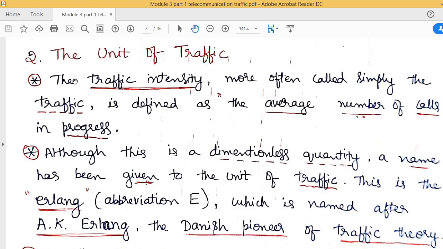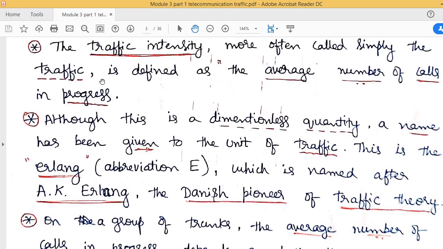So now let us define what is the unit of traffic. The traffic intensity is more often called simply the traffic, and it is defined as the average number of calls in progress. So the number of calls that are in progress defines the traffic intensity of a particular telecommunication system or network. So generally we refer to this traffic intensity as just traffic.